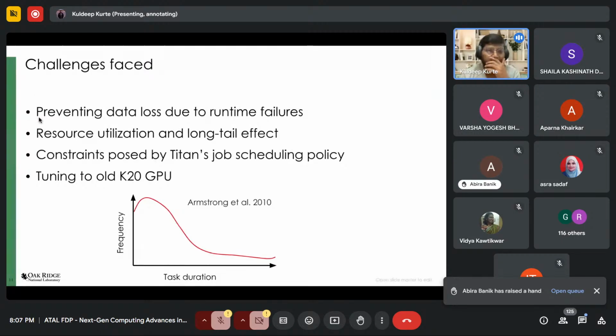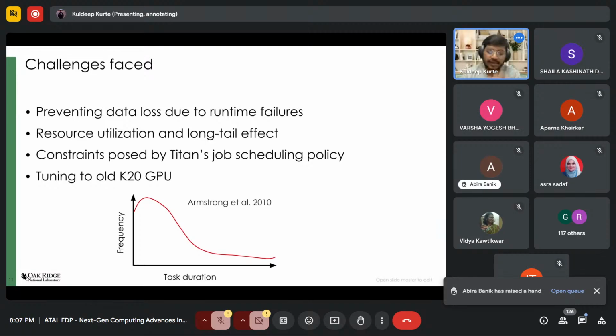So the first problem is preventing data loss due to runtime failures. I think I briefly touched upon this particular part. Failures are not in our control, correct? What we can do, while processing the data, is bring in some mechanism so that the data won't be lost. Whatever 50% of the data you have processed will be secured. So that is the first challenge that we need to address.